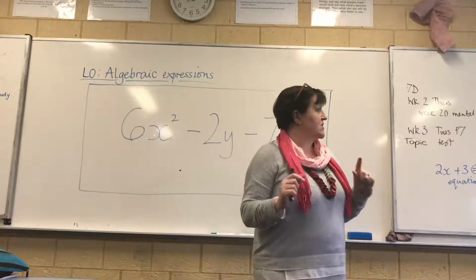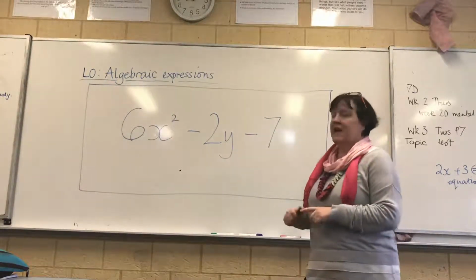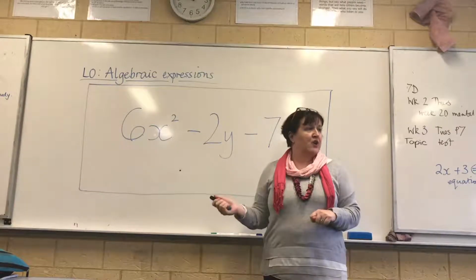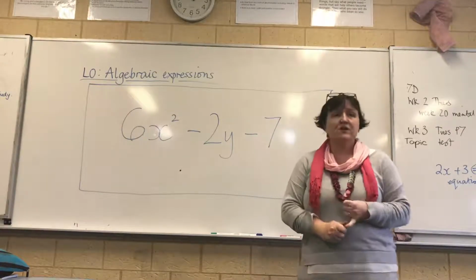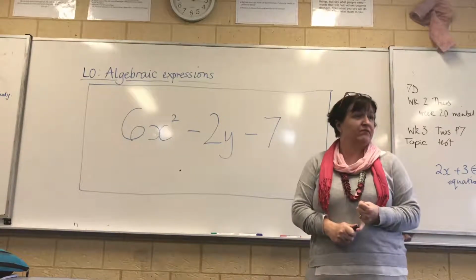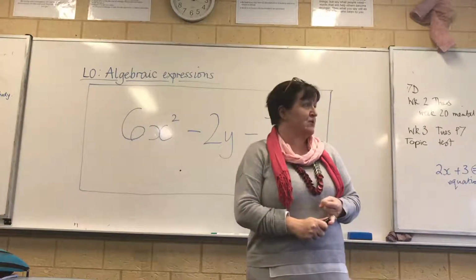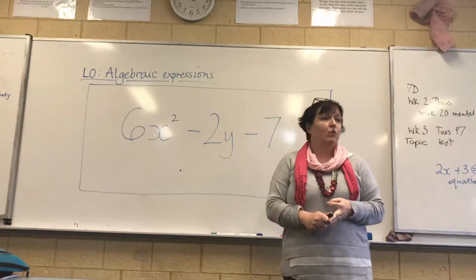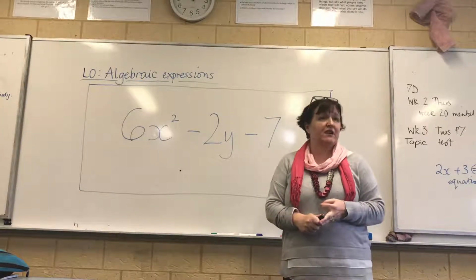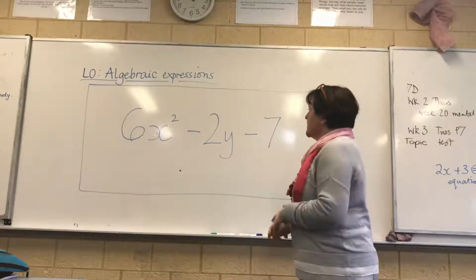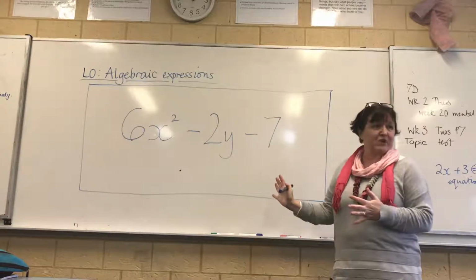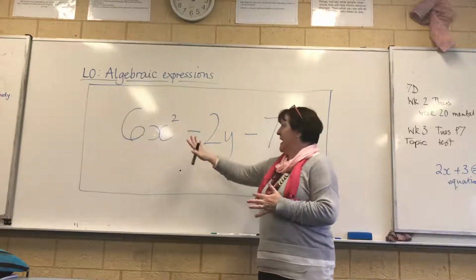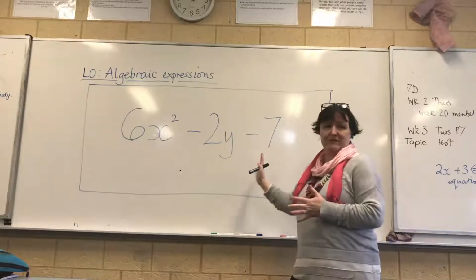Okay, so this morning we're going to start our algebra topic, and we're going to begin by looking at the components of an algebraic expression, how to write an algebraic expression, and what the conventions are when we are writing down our algebraic terms. So here we've got an expression. It is 6x squared, take 2y, take 7.